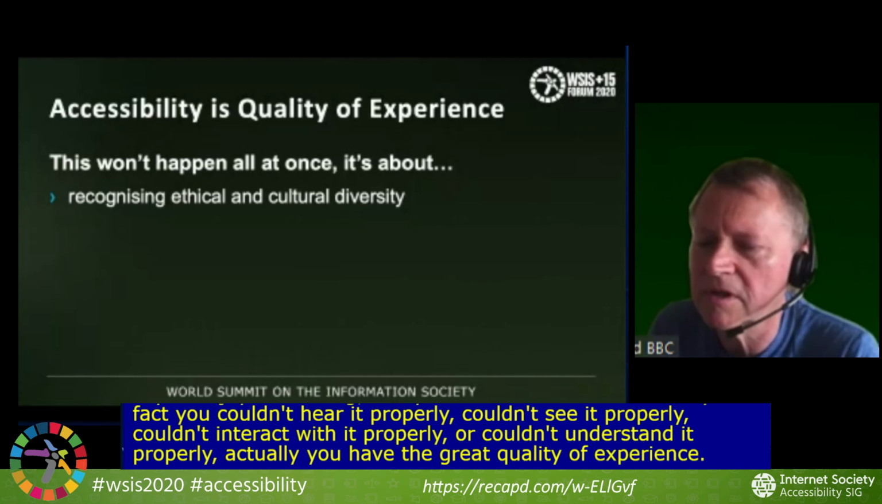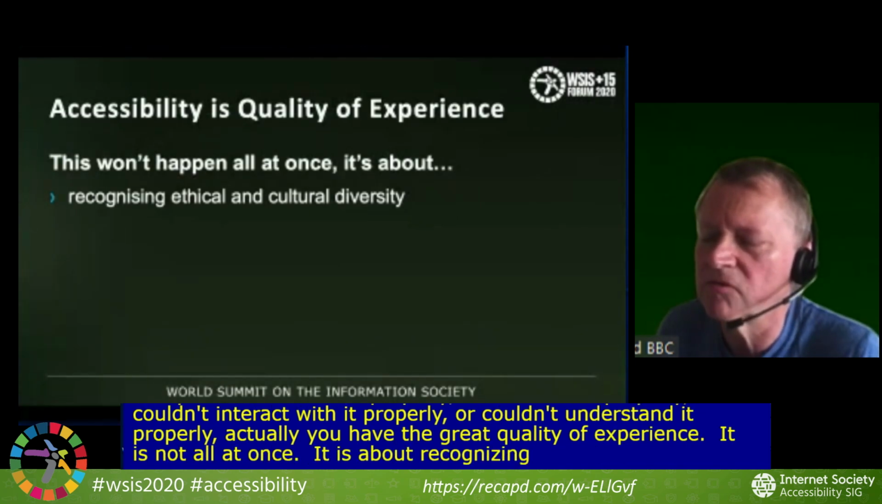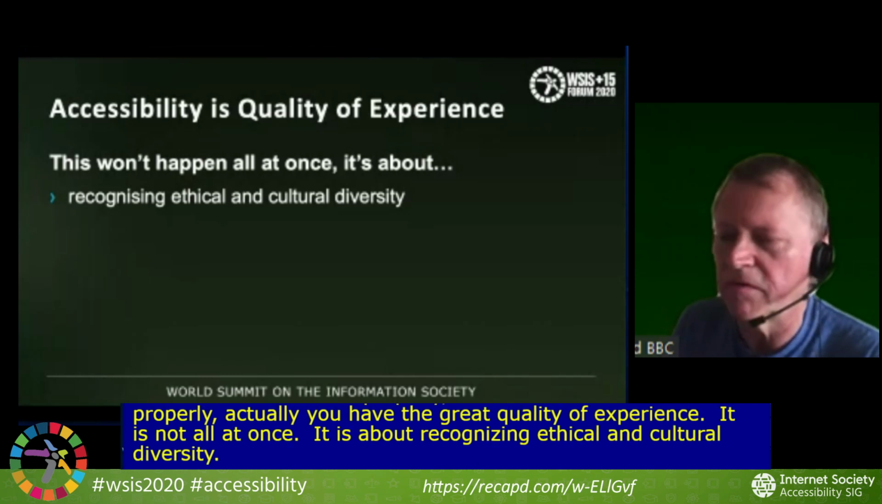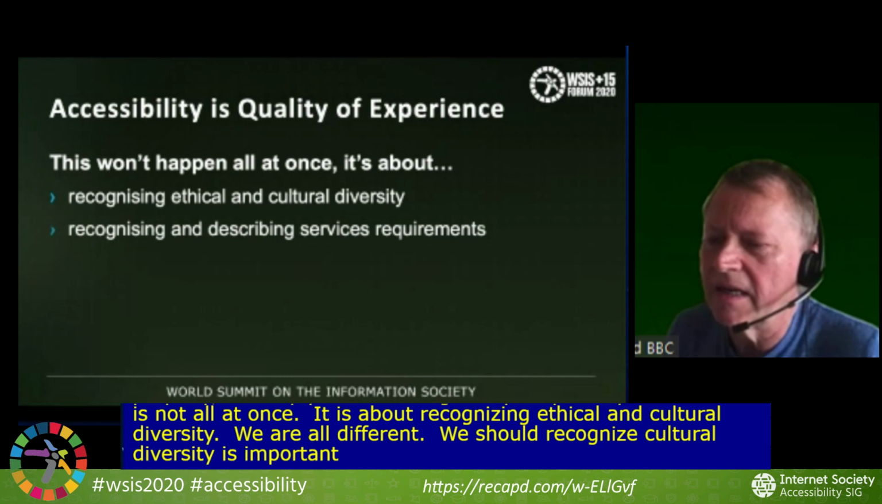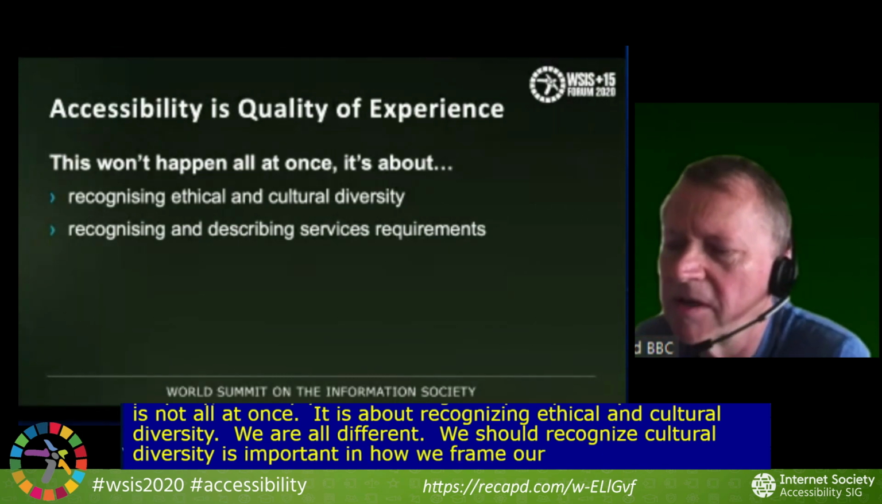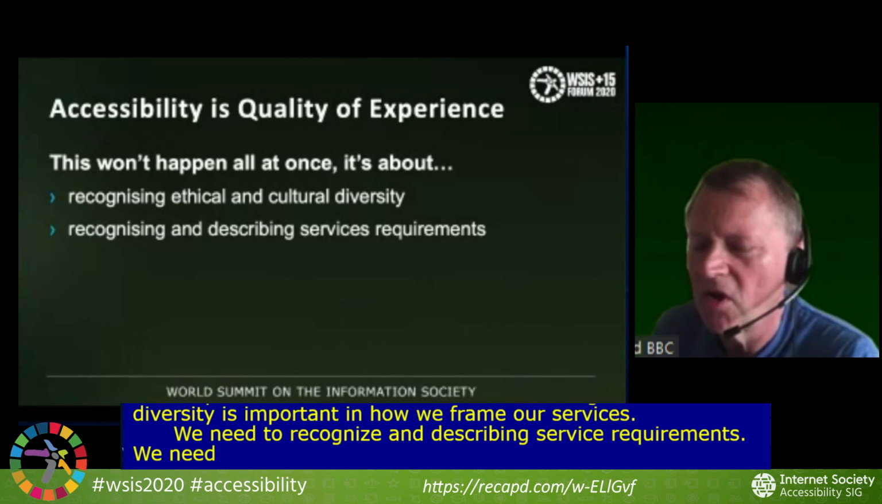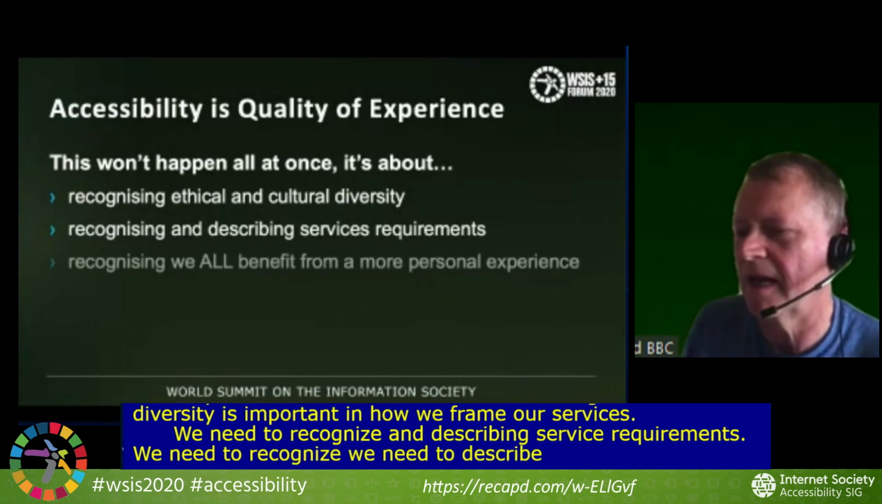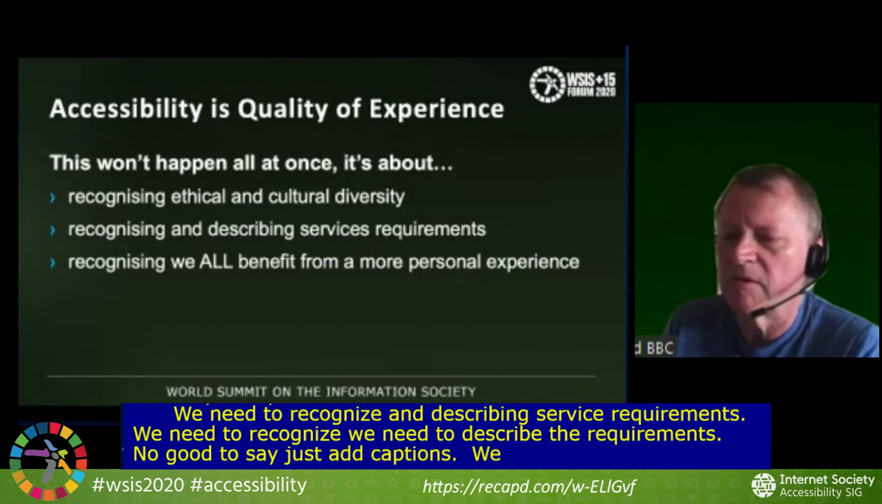We are different, and we should recognize that some cultural diversity is really important in how we frame our access services. We need to recognize and describe service requirements. It's no good just saying, hey, let's add captions. We need to really think, what do we mean by the captions? We recognize that everybody benefits from a more personal experience.